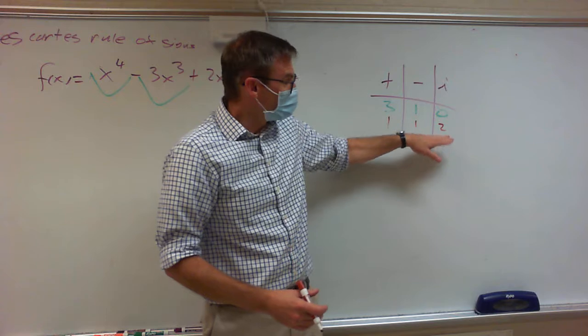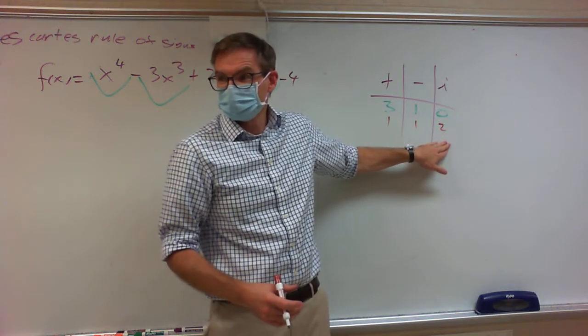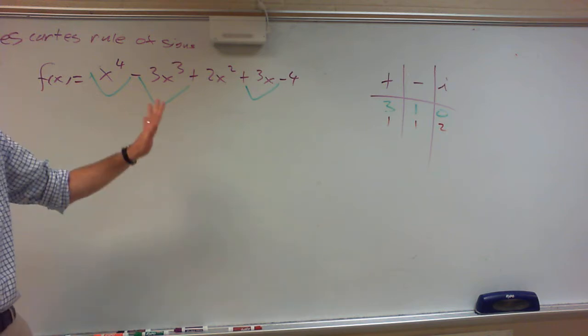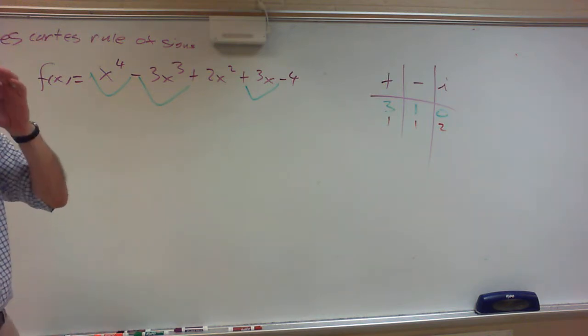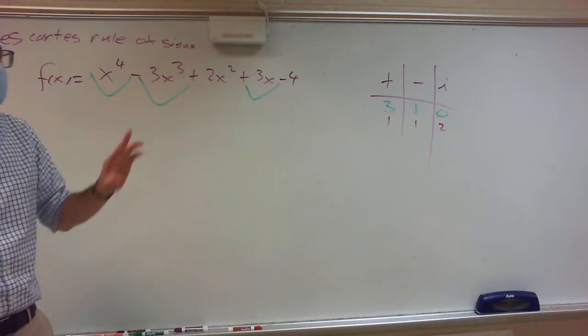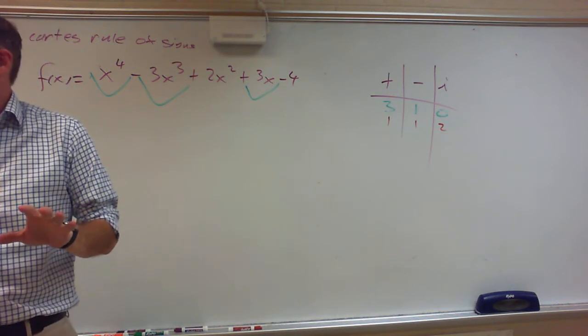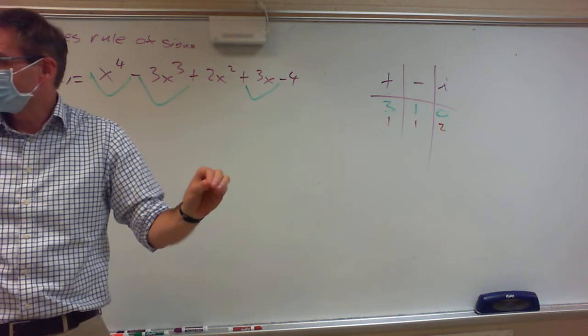I can't steal any more imaginary answers. If I were to solve this, I'm not going to, that's not the point of this. If I were going to solve this, I would have 2 possible outcomes. One outcome is I would have 3 positive zeros and 1 negative zero.